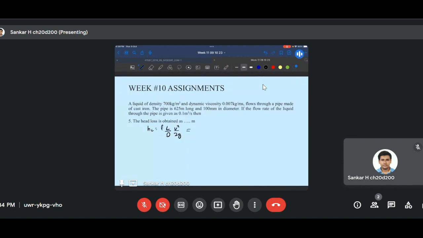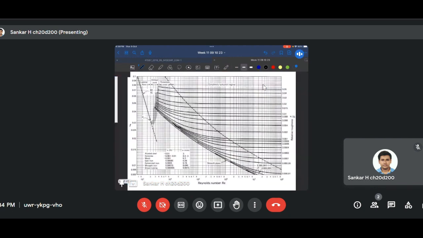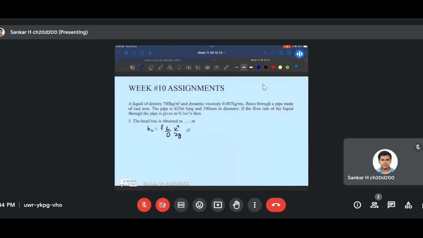So the f we got was around 0.0219025 times length, which is 625, by 0.1, times V squared, which is 12.73 squared in meter per second, by 2 into 9.81 meter per second squared. I'll just give you a minute to finish off the calculations here.